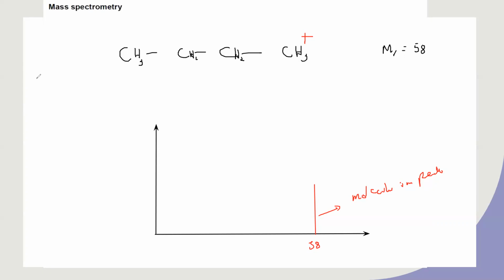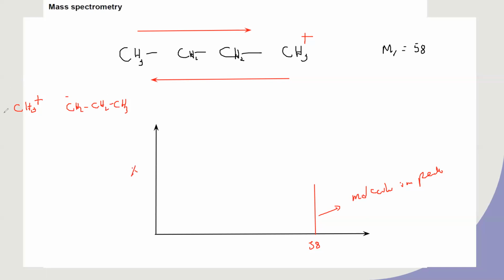The simple way: first you break the molecule from left to right, and then you break from right to left. So if I break from left to right, what is the possibility? Maybe CH3 as a cation and the other, CH2CH2CH3, as a radical. Radicals cannot be detected because radicals cannot be accelerated. There is no net charge on the radical. Net charge is zero. That's why a radical cannot be accelerated by an electric field. So you cannot detect the radical in the spectrum.